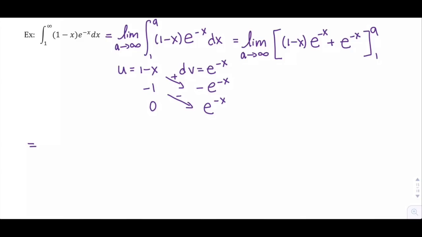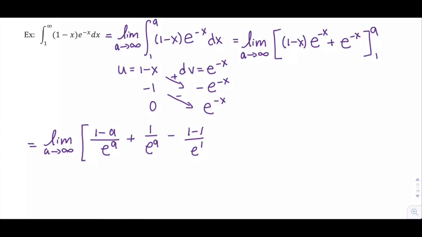This gives us the limit as a goes to infinity of, if we go ahead and substitute in, 1 minus a divided by e to the a plus 1 over e to the a, minus, substituting in 1 minus 1 over e to the 1, and then minus, again, 1 over e to the 1.